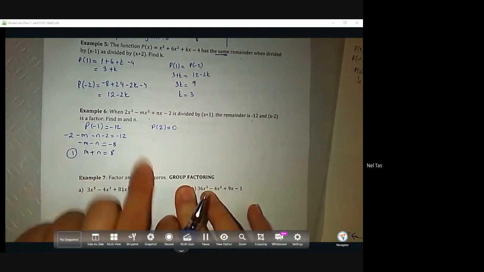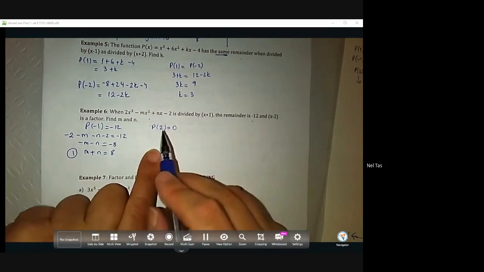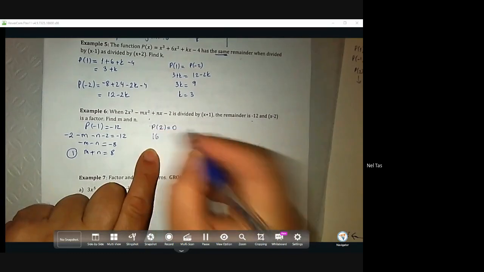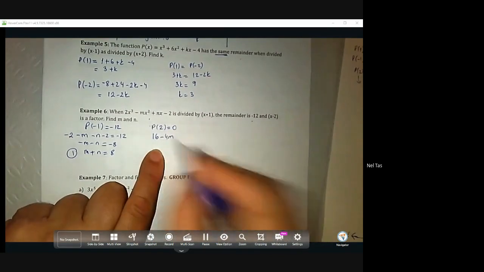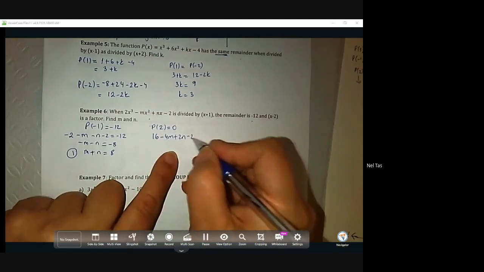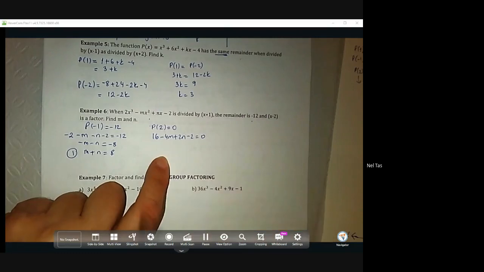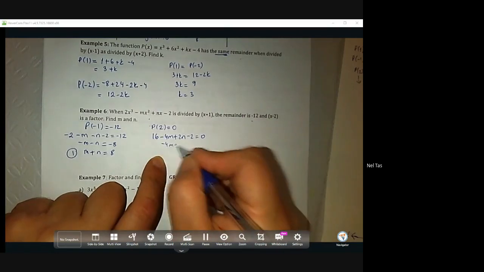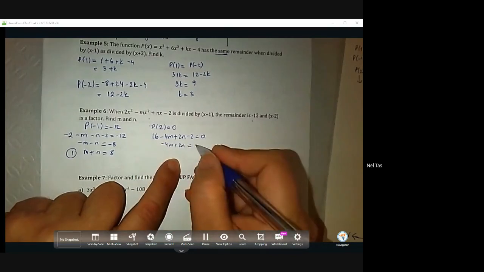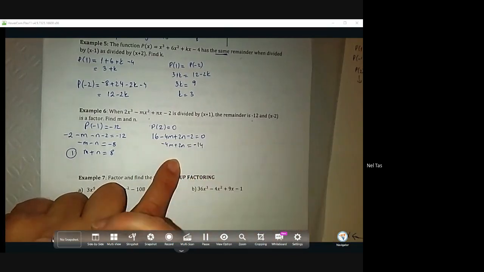Let's look at the second one. We substitute 2 now. 2 cubed is 8, 8 times 2 is 16. 2 squared is 4, so negative 4m. 2 times n is 2n, minus 2 equals 0. So negative 4m plus 2n. 16 minus 2 gives you 14. Move it to the other side, negative 14.